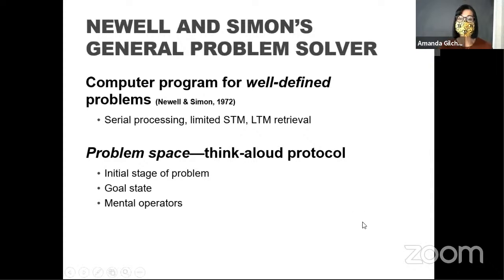In addition, Newell and Simon basically equipped this computer program with serial processing, a limited short-term memory, and the ability to engage in long-term memory retrieval. And in particular, what they were interested in is what Newell and Simon referred to as a problem space. And they did this by utilizing what is referred to as a think aloud protocol.